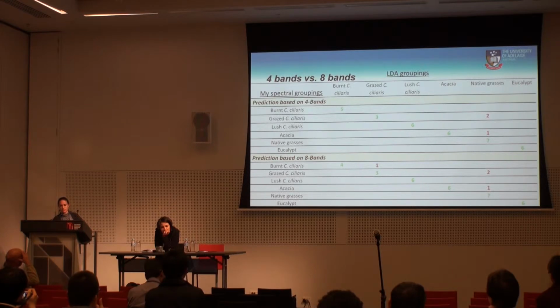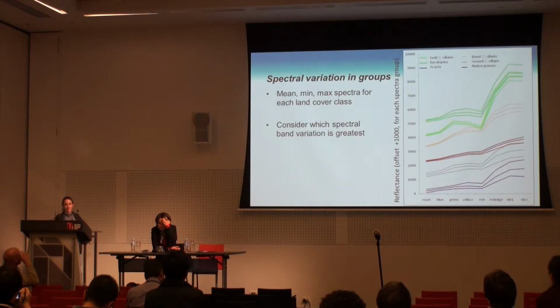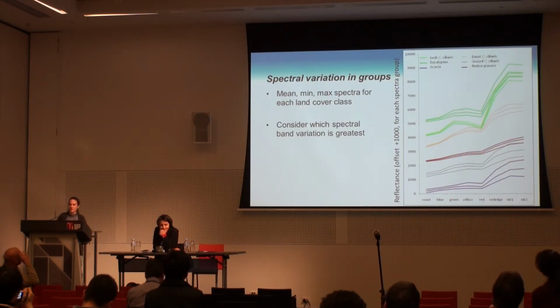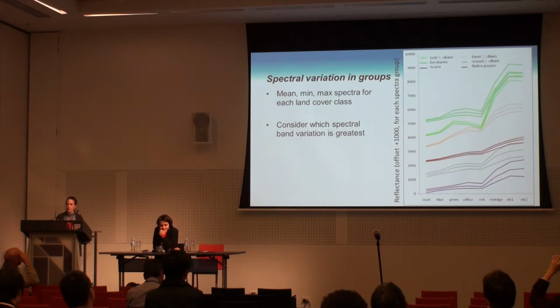So, yeah, you'll notice that using the 4-band analysis, we've got fewer of those red, wrongly classified spectra. The 4-band analysis came up stronger, marginally stronger. So, why is that? Well, we consider that maybe due to spectral variation within the spectra cover classes.